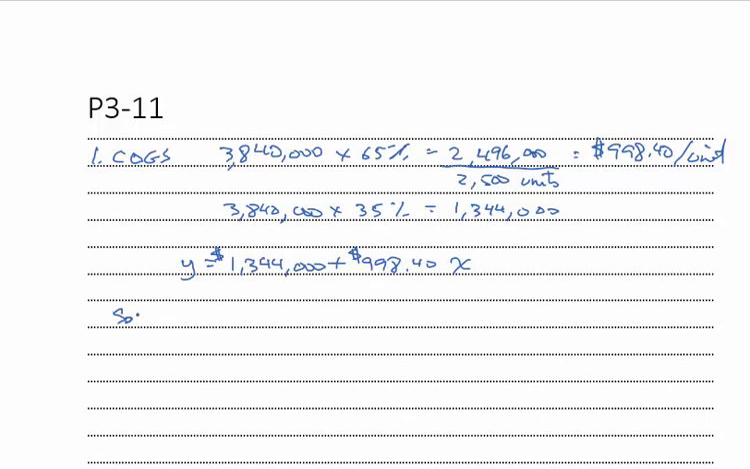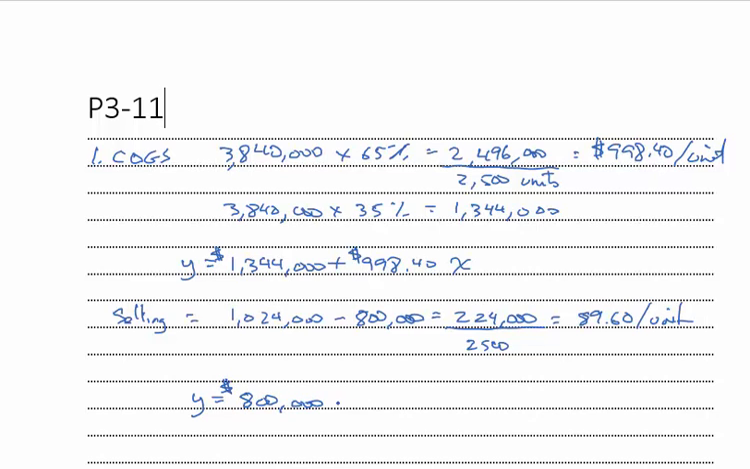Selling expenses. 800,000 is fixed and the remaining is variable. So we have the variable amount is 1,024,000 minus 800,000, which is 224,000, divided by 2,500 units gives us $89.60 per unit. So this is a variable amount here. Fixed we know is 800,000. So then here we've got y equals 800,000 plus 89.60x.